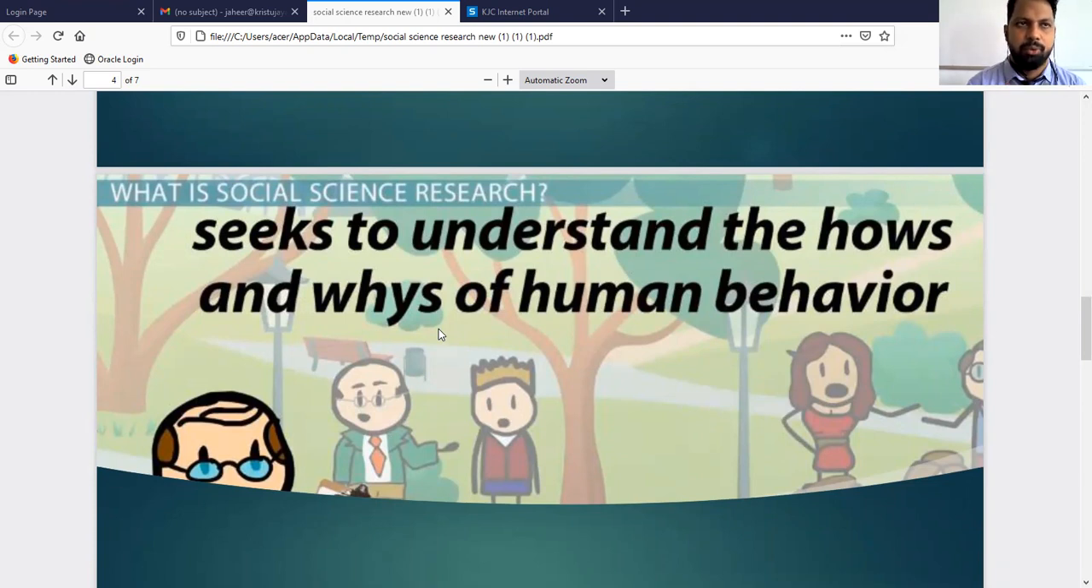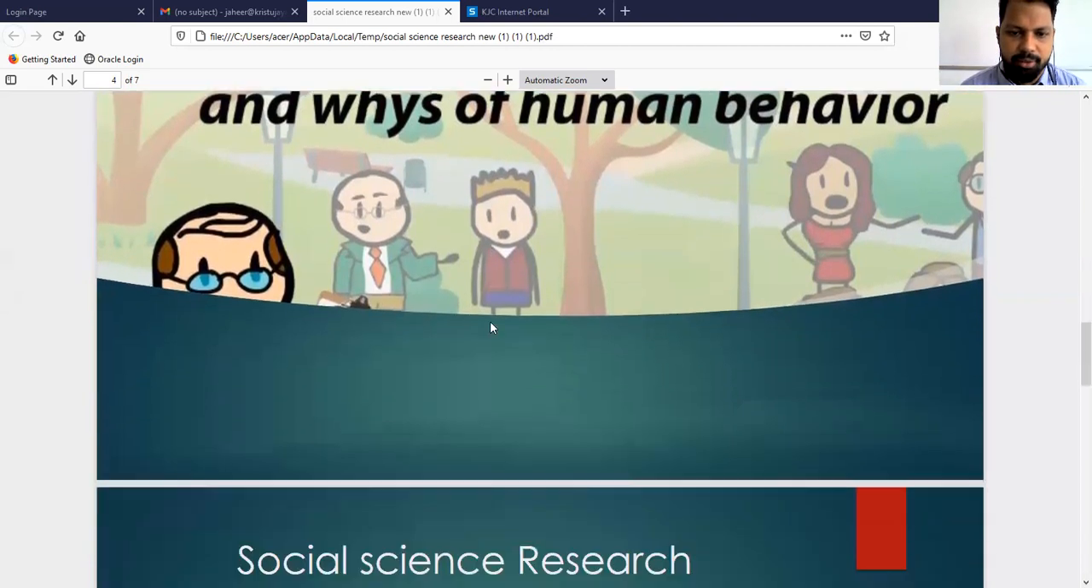It seeks to understand the hows and whys of human behavior, and it is a systematic method to find a solution for the unexplained things. It is a systematic method to correct the doubtful thing that is there in the society. It is a systematic method to know new facts or verify the old ones. So that can be a definition for the social science research.